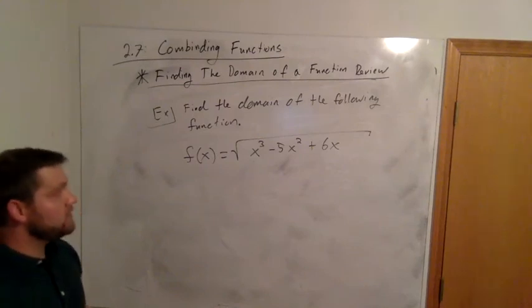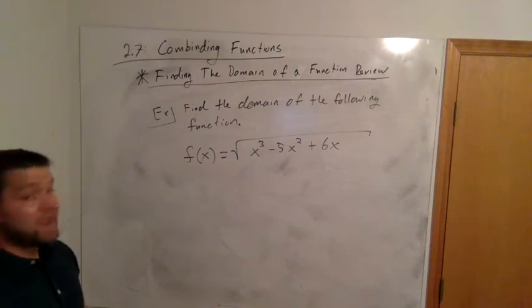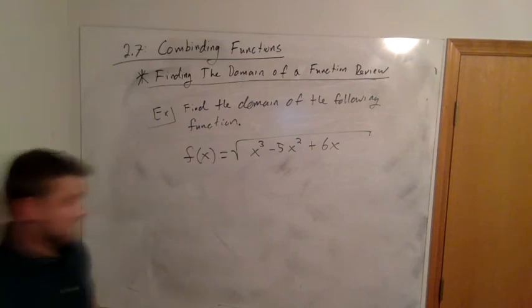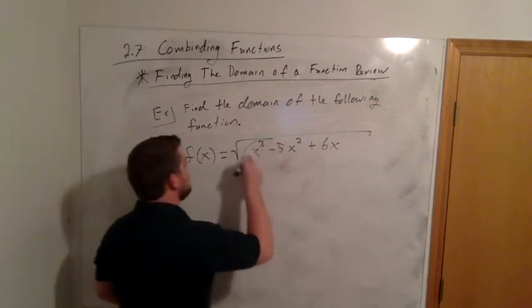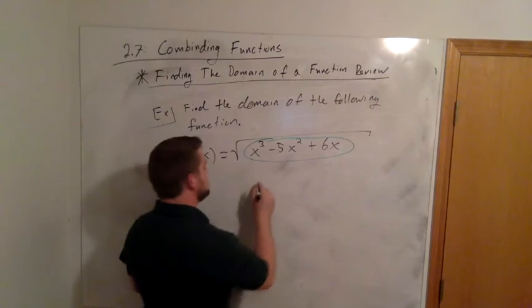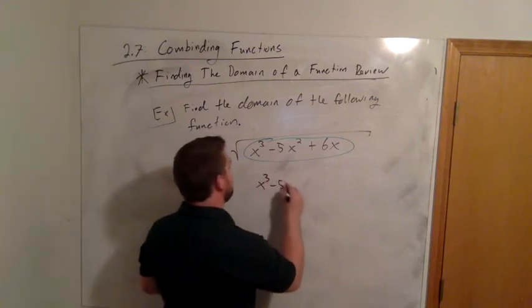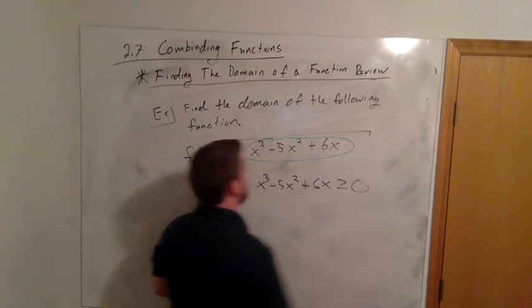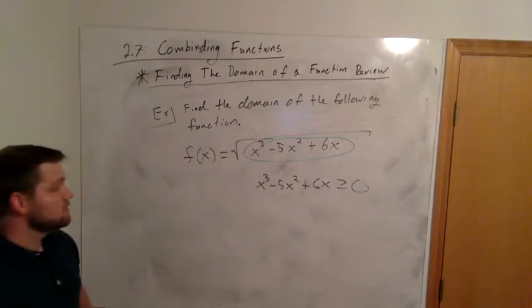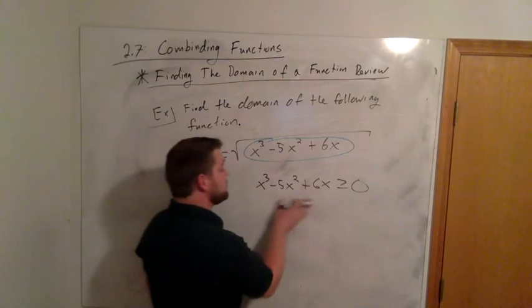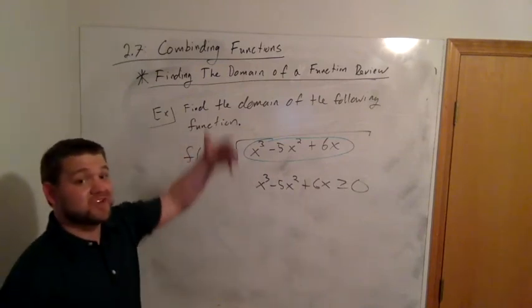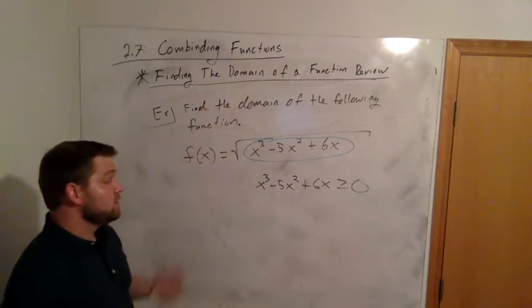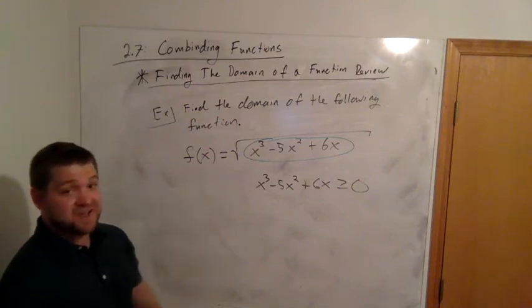So I'm not worried about dividing by 0, but what I am worried about is taking the square root of a negative. So what I need to be true here is I need x cubed minus 5x squared plus 6x to be bigger than or equal to 0. So we have a polynomial here, and I want to know when this polynomial is above the x-axis. We could sketch this, or we could make a sign chart.